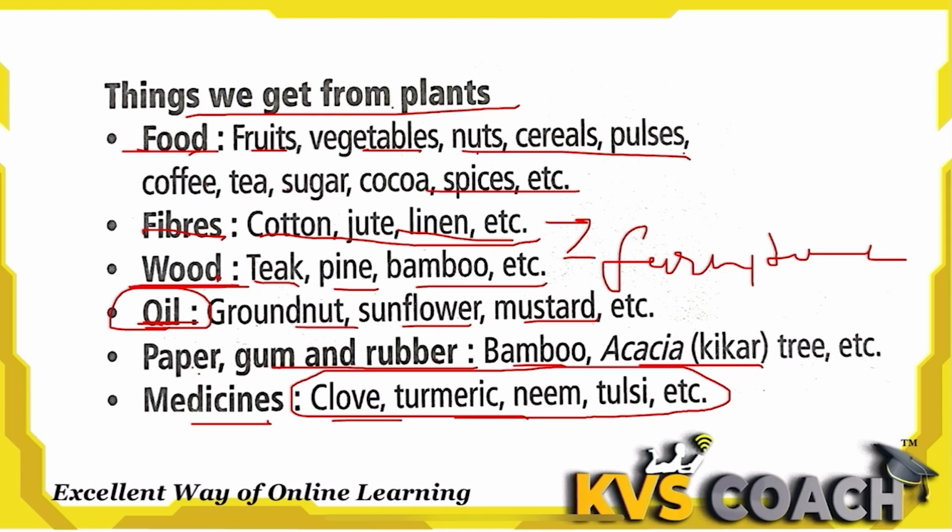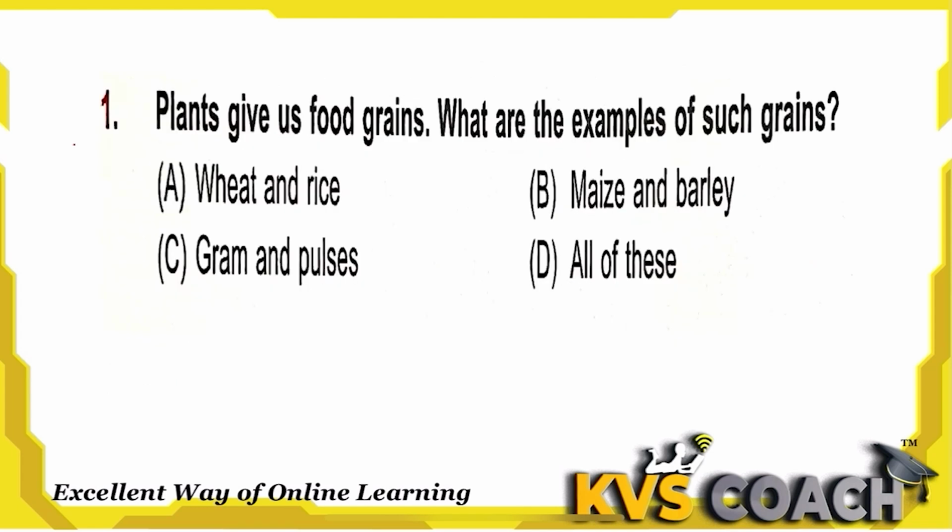So let's start with our questions. Question 1 is, plants give us food grains. What are the examples of such grains? Option A is wheat and rice. Option B is maize and barley. Option C is gram and pulses. If you can see, all these are the grains. Wheat, rice, maize, barley, gram, pulses. These all are the grains we get from the plant. It means all of these are the right answer. These are the food grains which we get from the plant.